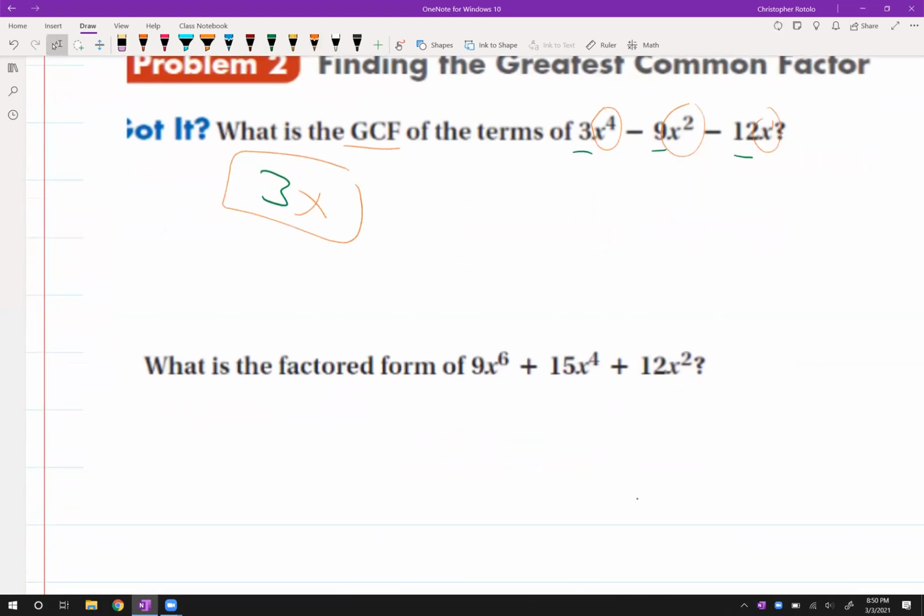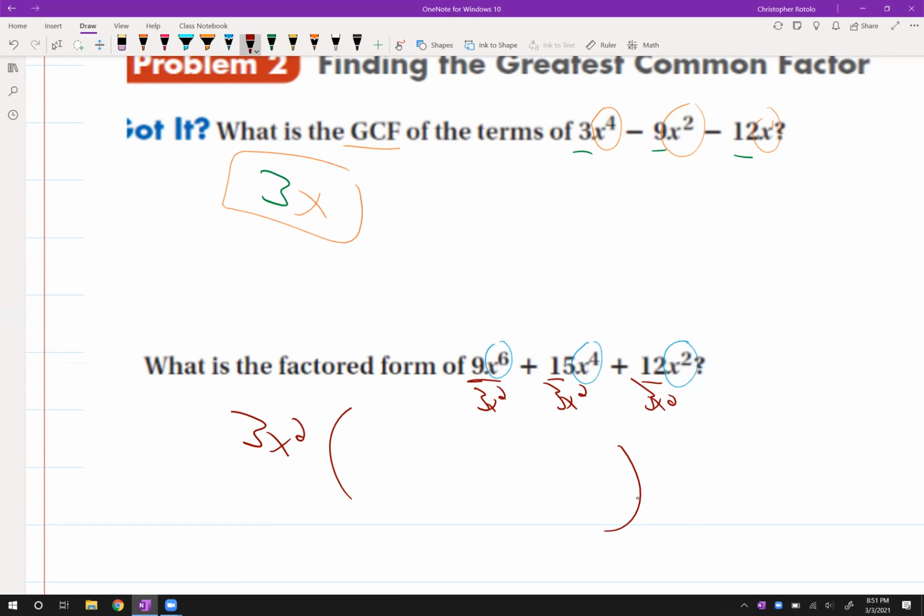Now I'm going to find the GCF: 9, 15, and 12 are all divisible by 3. Then I focus my attention on x to the 6th, x to the 4th, and x squared. Well, now what I notice is they all have at least x squared. So we're going to divide each term by 3x squared and list my GCF out front.